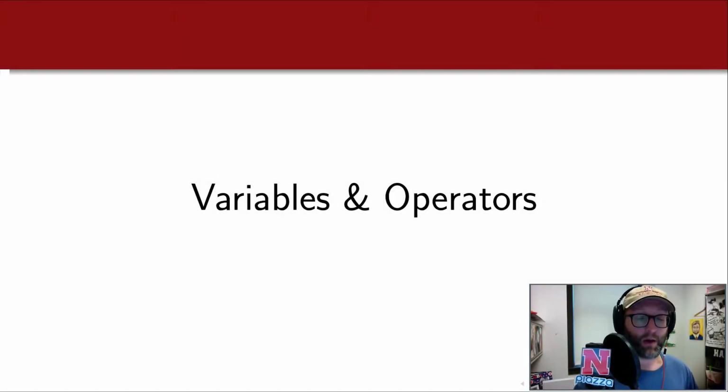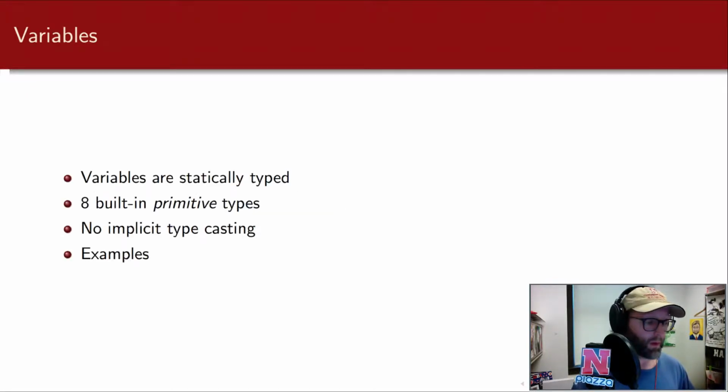Welcome back to the second part here, where we're going to cover variables and operators in the Java programming language. We'll start with very, very simple variables. All variables are going to be statically typed, meaning that you have to declare them before you use them, and that they're going to be in the scope in which you declare them.